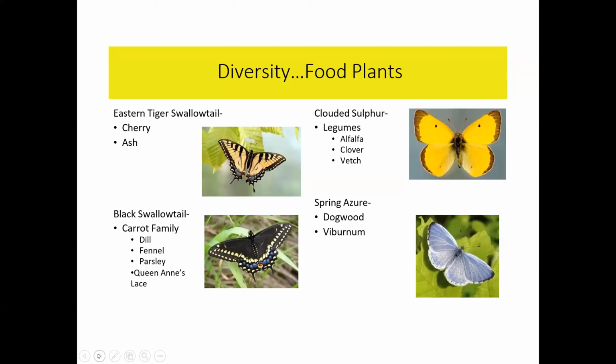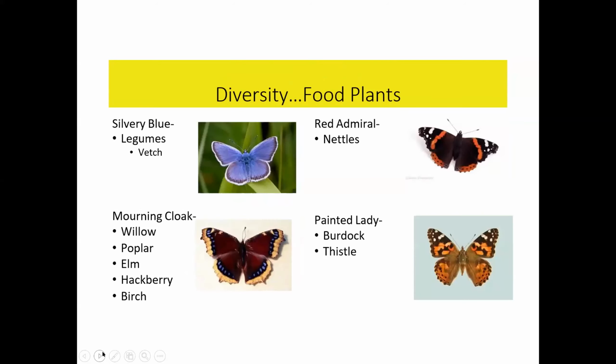The spring azure is attracted to dogwood and viburnum. And I'm just reading, Heidi says she has a wonderful amount of clover in her yard. So do I. I don't care, I love it. Okay, you can go to the next slide, Megan.